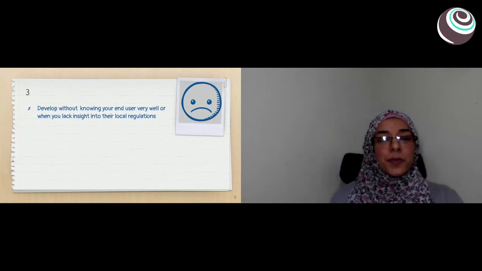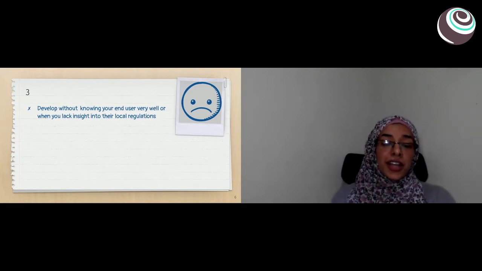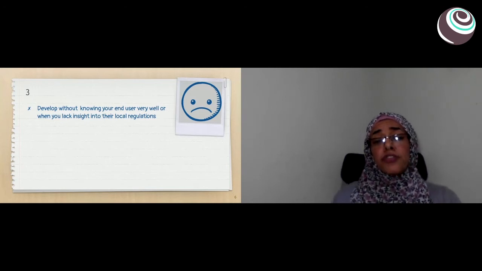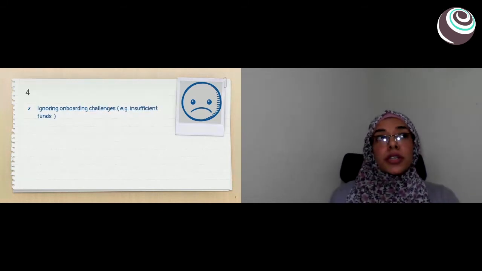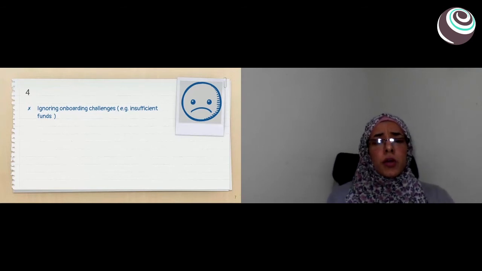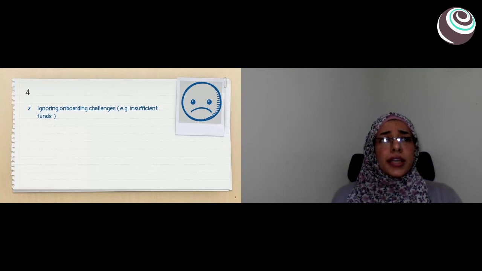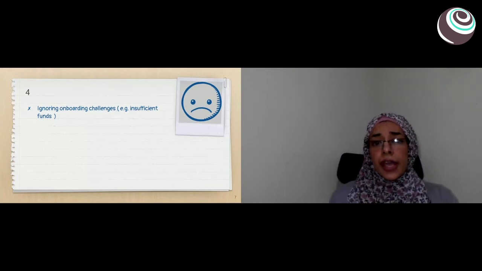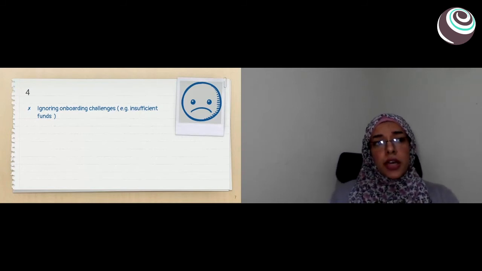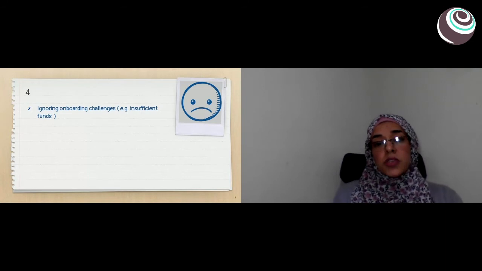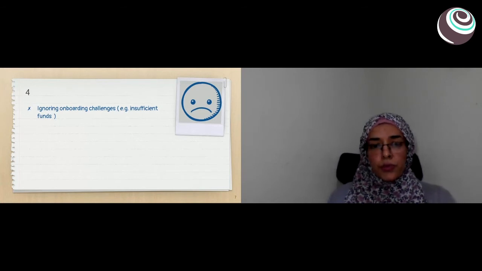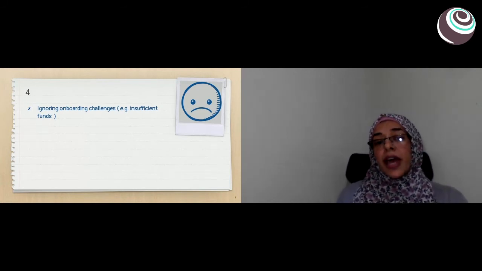The next mistake here is ignoring onboarding challenges. What's your plan if your end user doesn't have funds or cannot buy crypto? I remember when I started to learn about blockchain in late 2017, I could not use any crypto service on the main network because I didn't have Ether or Bitcoin, and at the same time I could not buy because my country banned any transactions related to crypto.